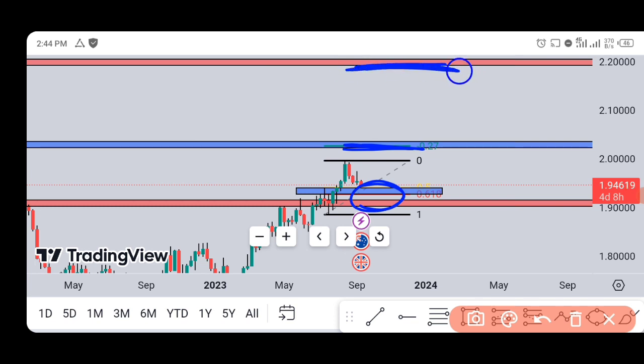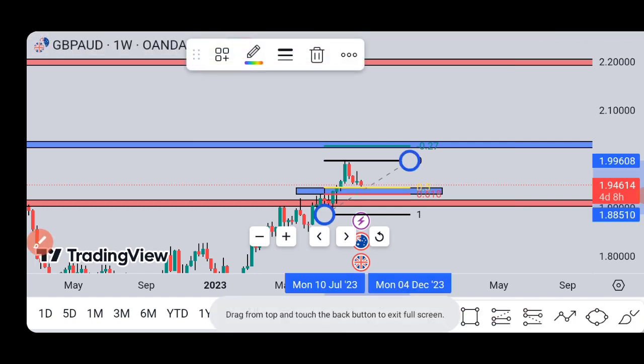From here to here will take almost a month or even 2 months to get to that zone, because this is the weekly time frame. This is almost about 2000 pips. So if I enter, close 50% of my position here, I will hold the remaining 50% to this zone. So I'm expecting more push to the downside before buying.